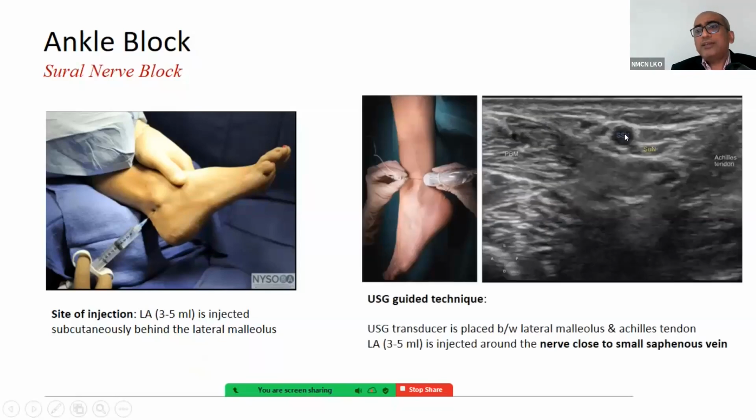Under ultrasound guidance, the small saphenous vein identification helps us to guide us to inject local anesthetic beside the vein. So this is how 5 nerves are blocked. I will give a summary of these in the end.